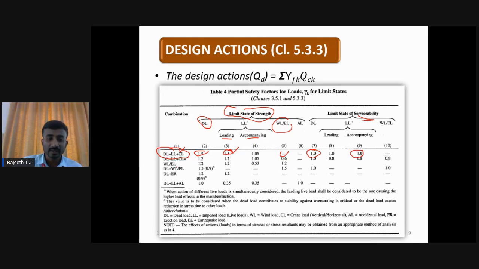Here we can observe the other load combinations also: dead load, live load, crane load, plus wind load, earthquake load. So what we discussed in the earlier slide, this is the partial safety factor for loads.